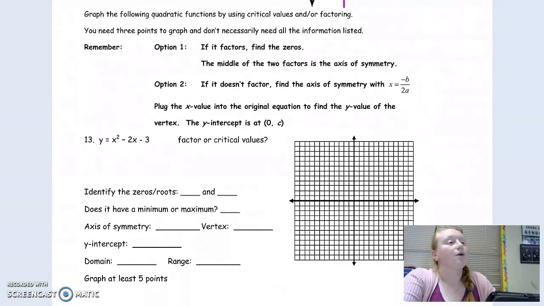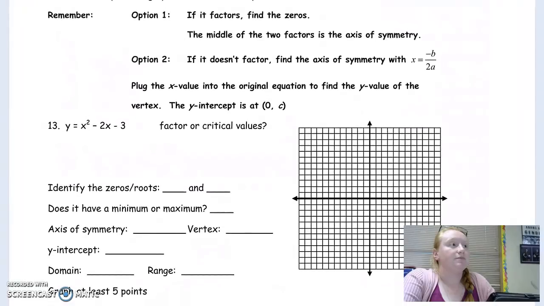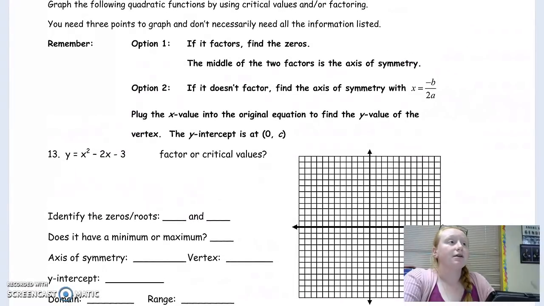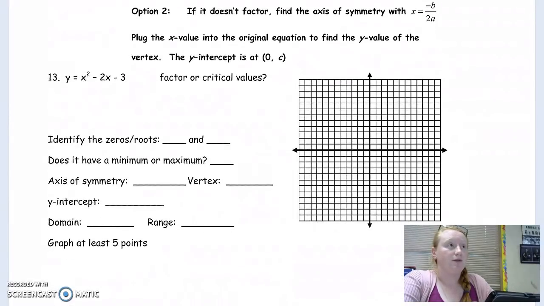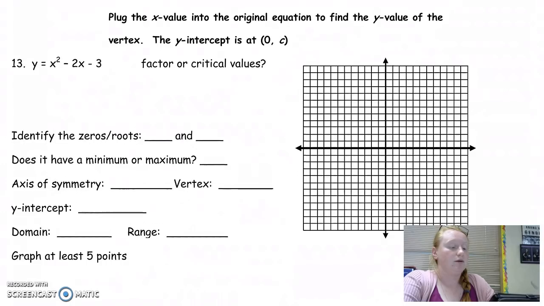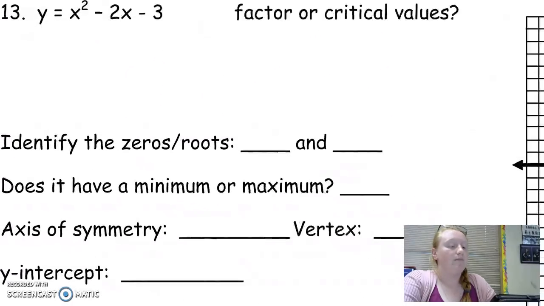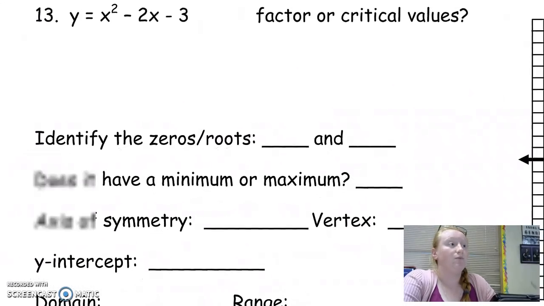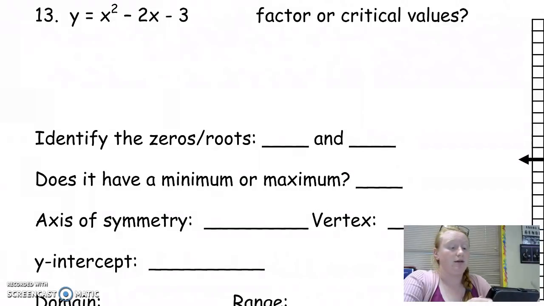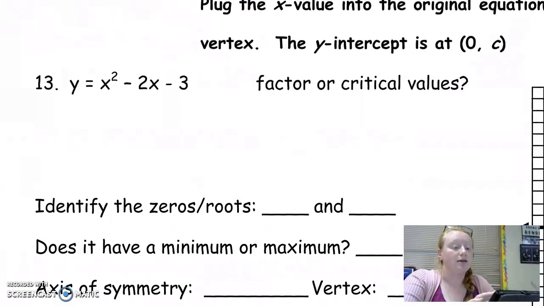So we're going forward to graphing quadratics. There's a couple of tips here that you could go through and read, but I'm going to go ahead and do these with you. So my question to you would be, what form did I give this to you in? And this is in standard form.